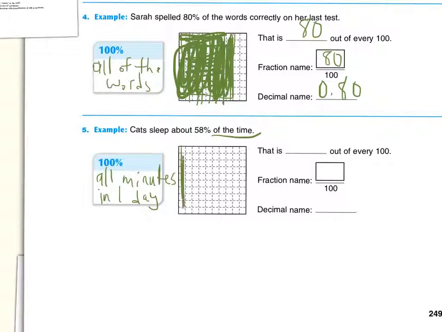So, to fill in the 10 by 10 grid, you're going to fill in 10, 20, 30, 40, 50, and then almost all of them with another one. We're only doing 8. So, that is 58 out of 100. Fractions, 58 over 100. The decimal's 0.58.